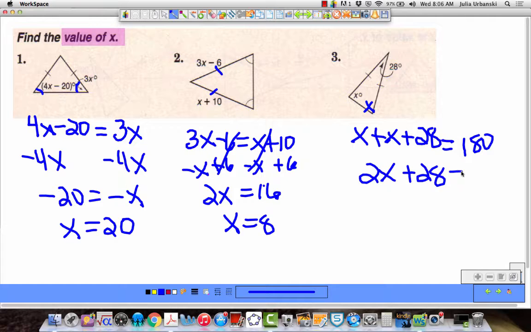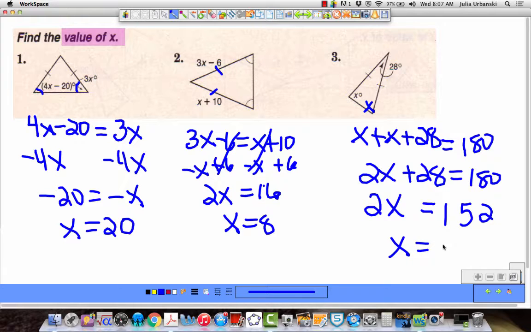2x plus 28 equals 180. I'm going to try doing this in my head. 10 minus 8 is 2, but I have to change 7 minus 2. Tell me if I'm right. Okay, good. And then that's going to end in a 6. I want to say 76. Is that right? So 76 plus 76 plus 28 would make 180.